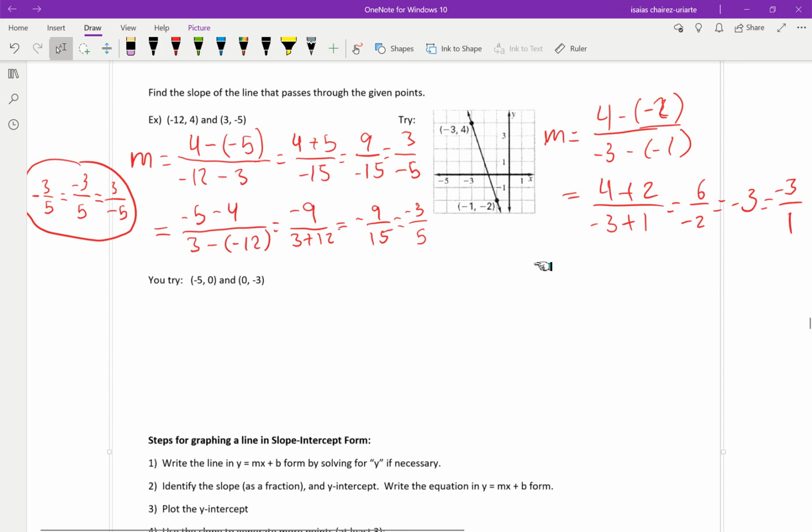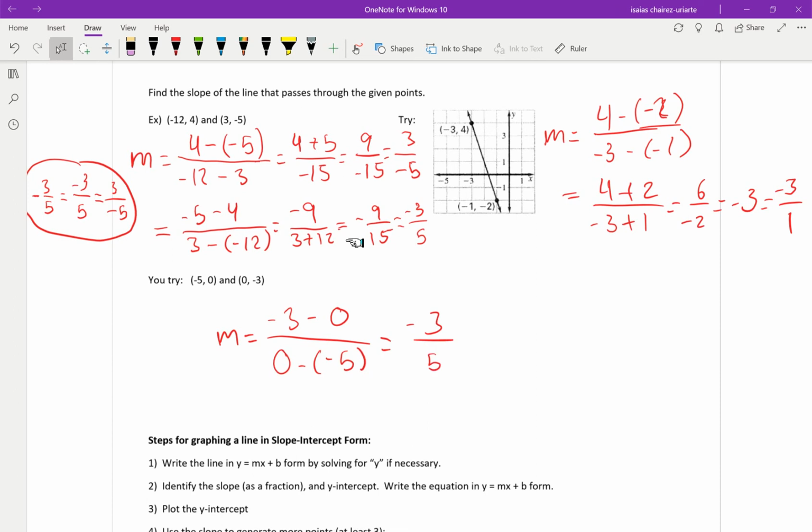Let's find the slope in this last example. So I'm going to say negative 3 minus 0. So I said this y minus that y. And because I'm consistent, now I should say this x, 0, minus negative 5. Okay, so that becomes negative 3 over positive 5. And that is it. I guess the slope is negative 3/5.